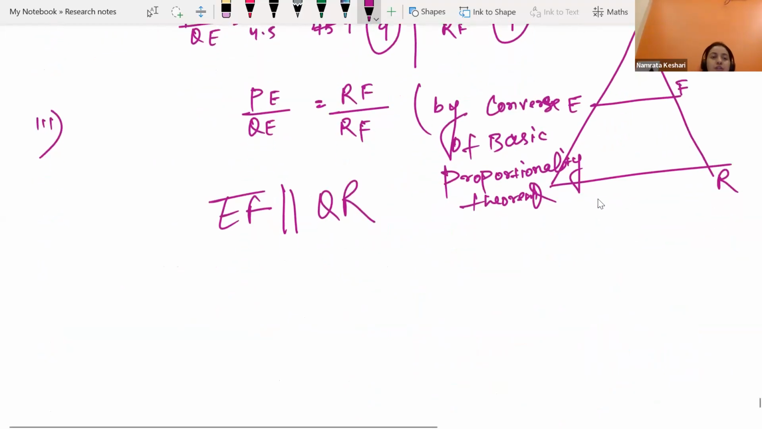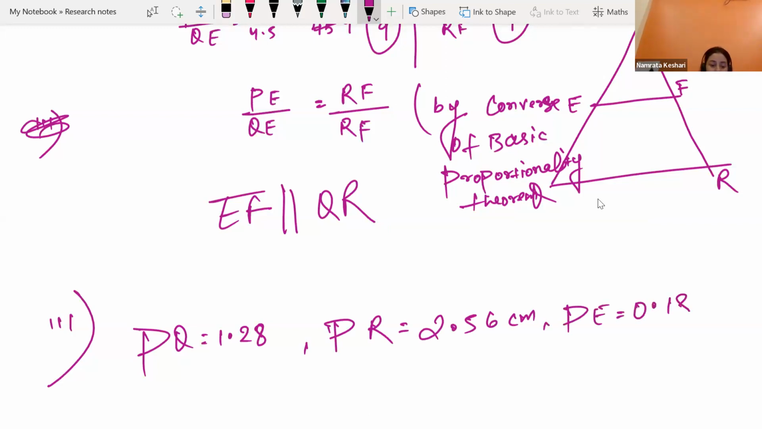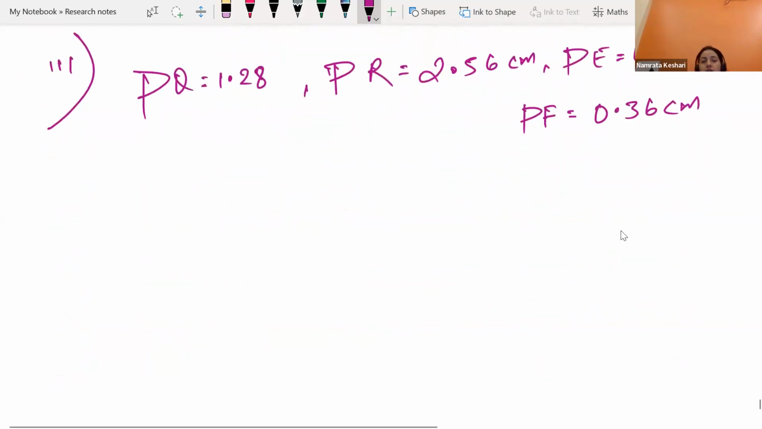Please check for this one, the third one. PQ is given as 1.28. PR is given as 2.56. PE is given as 0.18. PF is given. Look carefully, the sides are not given in an arranged manner, okay. Again I will draw the triangle here.